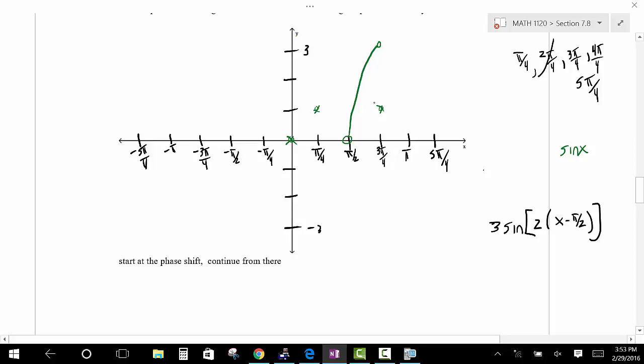Okay, where do you think the next point's going to go? 0. It's going to go back down to a y value of 0. Okay, and then how about at 5 pi over 4? It's going to stretch down to -3, like that. Good. So what you have done now is you've done one period of that graph already.